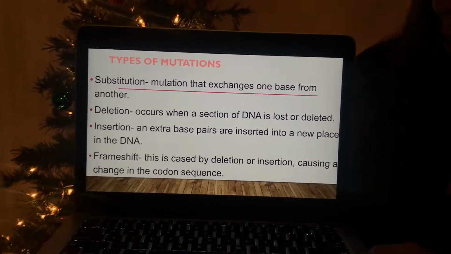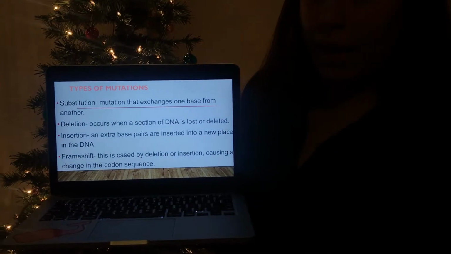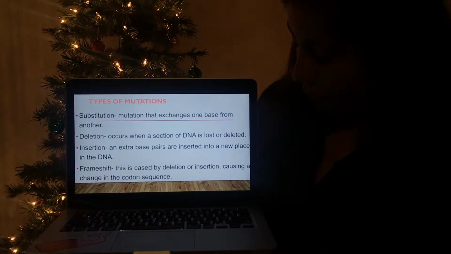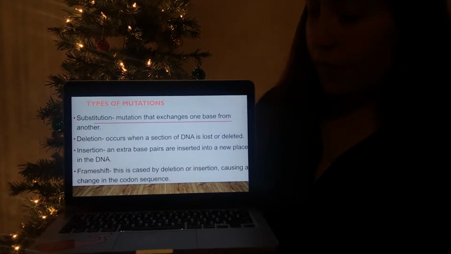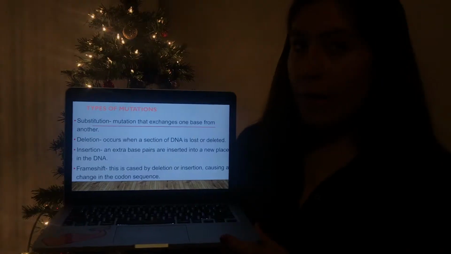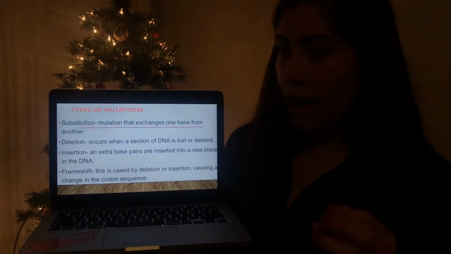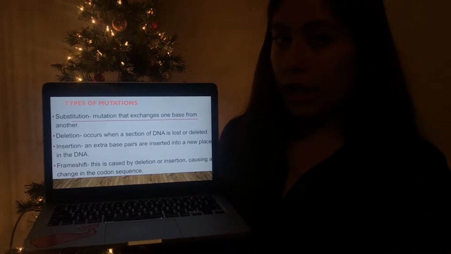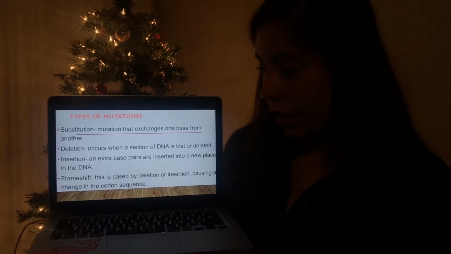Some of the types of mutation are, for example, substitution, which basically means that one base is exchanged for another. Another type is deletion, which occurs when a section of the DNA is lost or deleted from that one chromosome. Another type of mutation is insertion, which is basically when an extra base pair is inserted into a new place in the DNA, causing it to expand or to have extra information that is not necessarily needed.